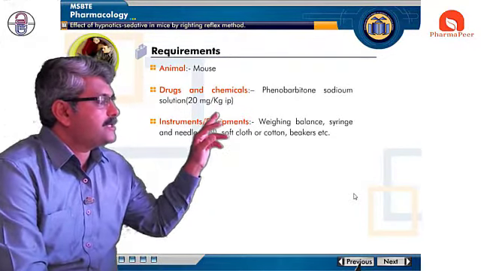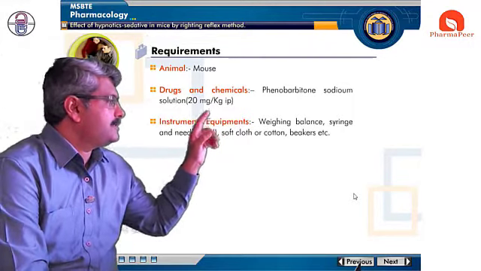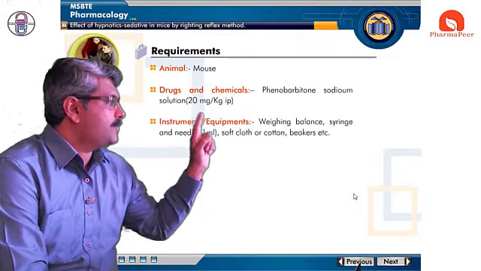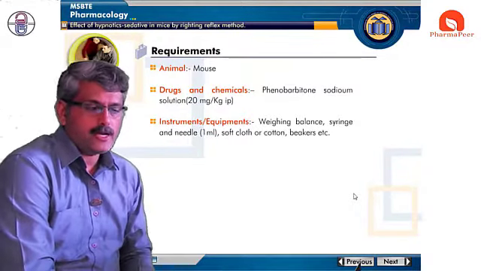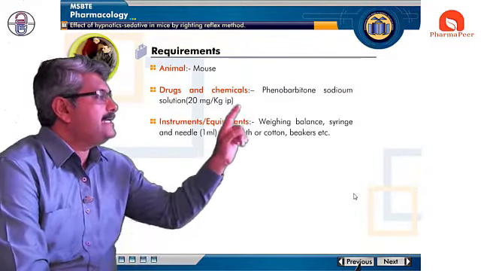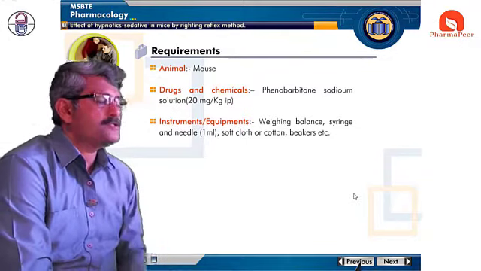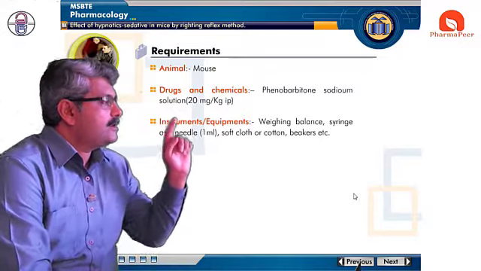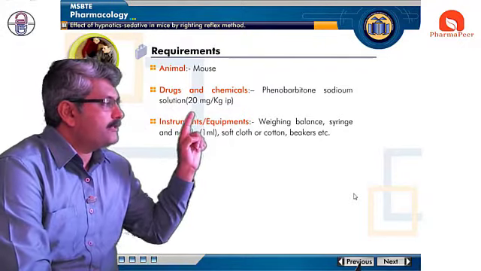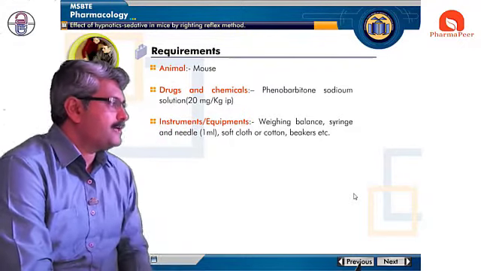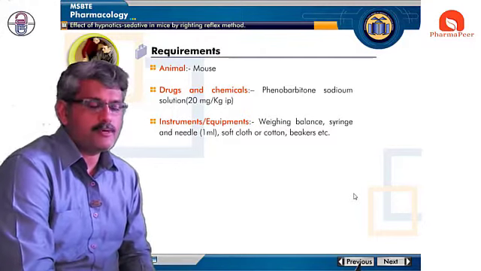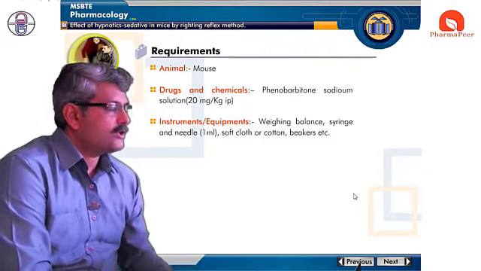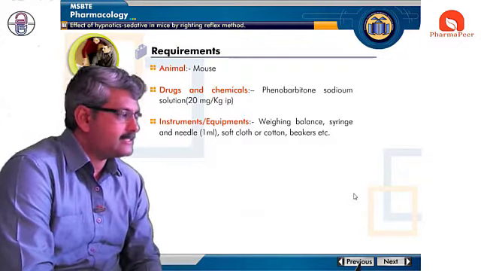The chemical used in this experiment is phenobarbital sodium, with a concentration of 20 milligram per kg, which is administered by the intraperitoneal route of administration. So kindly note in your manual this name of the chemical along with its concentration. The instruments used are a weighing balance, syringe, needle, soft cloth, cotton, etc.